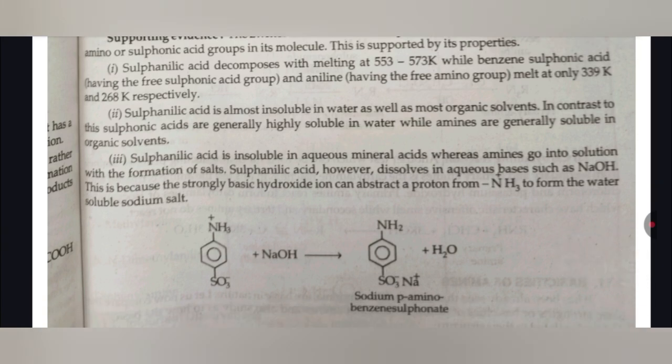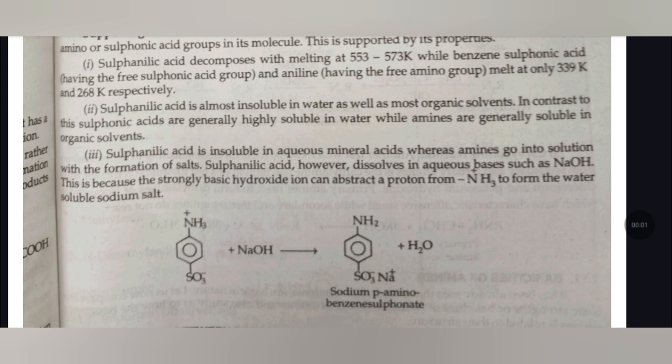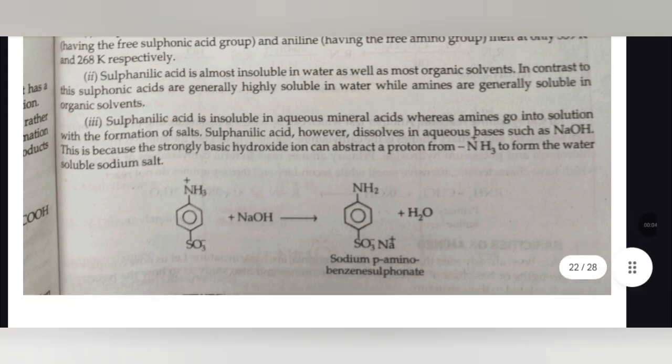First, sulfanilic acid decomposes on melting at 553 to 573 Kelvin, while benzene sulfonic acid, having the free sulfonic acid group, and aniline, having the free amino group, melt at only 339 Kelvin and 268 Kelvin respectively. Second, sulfanilic acid is almost insoluble in water as well as most organic solvents. In contrast to this, sulfonic acids are generally highly soluble in water while amines are generally soluble in organic solvents. Third, sulfanilic acid is insoluble in aqueous mineral acid, whereas amines go into solution with the formation of salts. Sulfanilic acid, however, dissolves in aqueous bases such as NaOH. This is because the strongly basic hydroxide ion can abstract a proton from NH3+ to form the water soluble sodium salt.